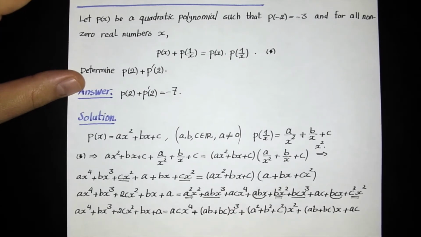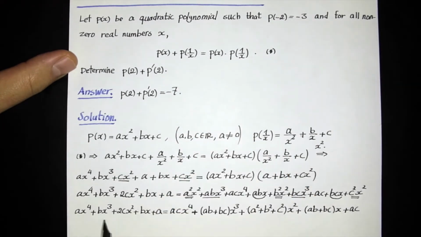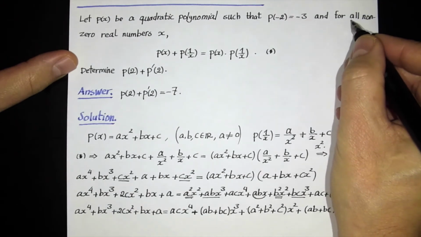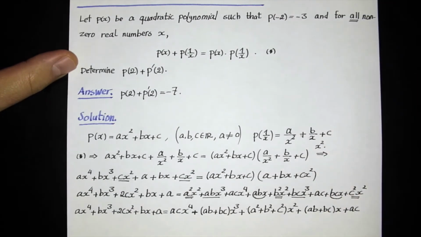Okay. But it is mentioned that this relation is valid for all non-zero real numbers x. This means that the polynomial on the left-hand side should be identical to the polynomial on the right-hand side. What does it mean? It means that the coefficients should be correspondingly equal. If the coefficient of x to the 4 on the left-hand side is a, and the coefficient of x to the 4 on the right-hand side is ac, these two numbers should be equal.